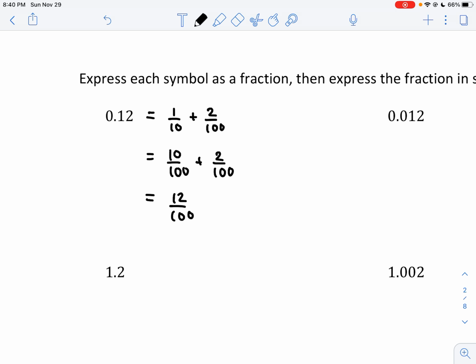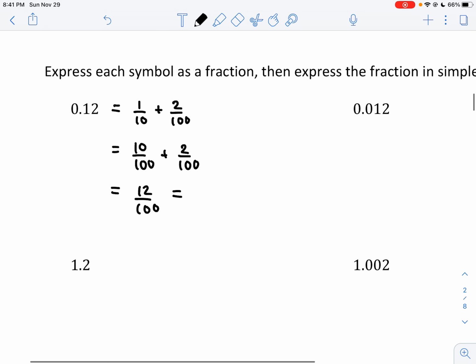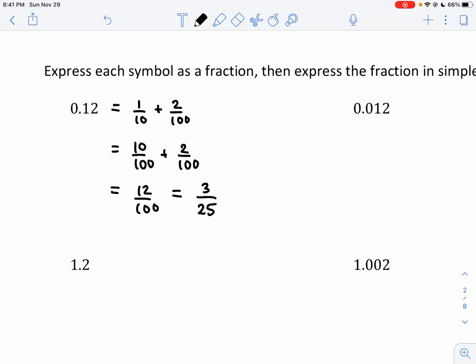So this is how you write 0.12 as a fraction. It's 12 100ths. It's 1/10 plus 2 100ths, which winds up being 12 100ths. And then, of course, we can reduce this. Each of these is divisible by 4. By these, I mean the numerator and denominator. So divide 12 by 4, you get 3. And divide 100 by 4, you get 25. So 0.12 as a fraction in reduced terms is 3/25.